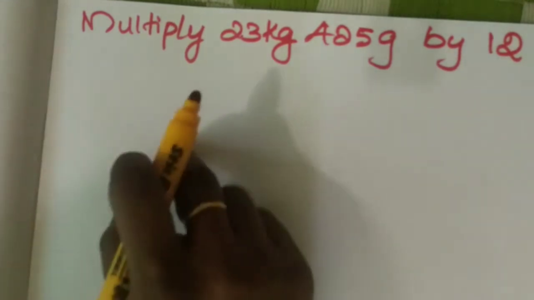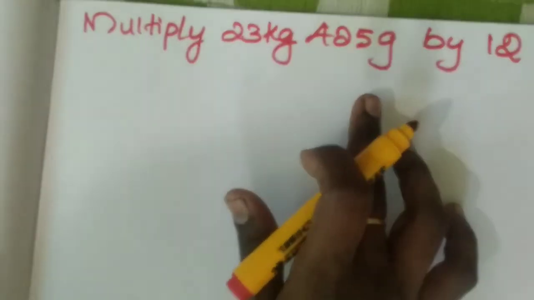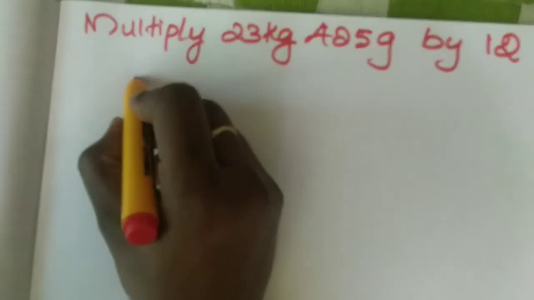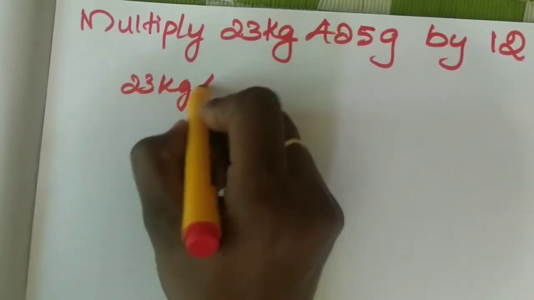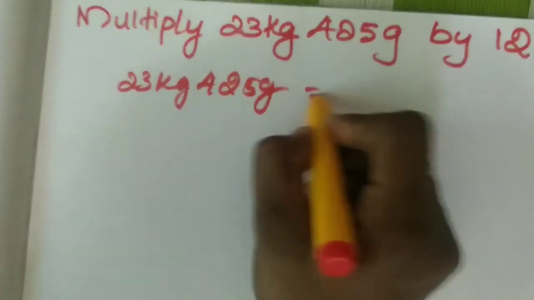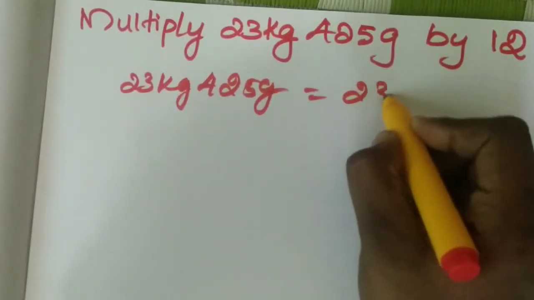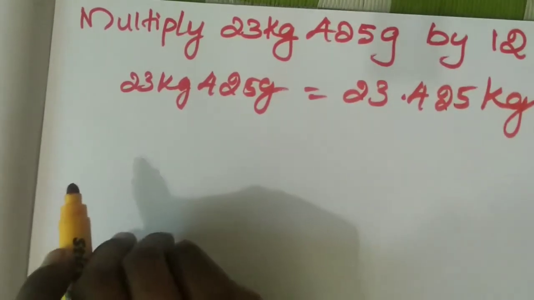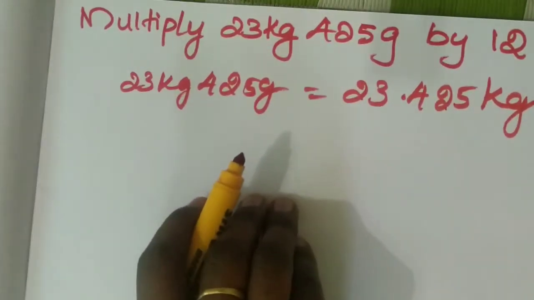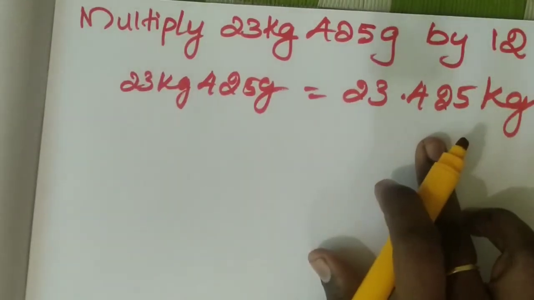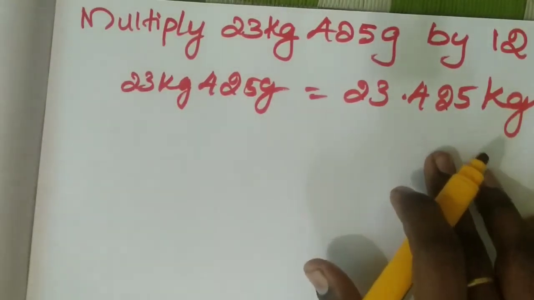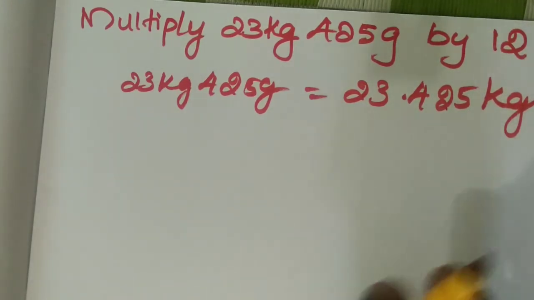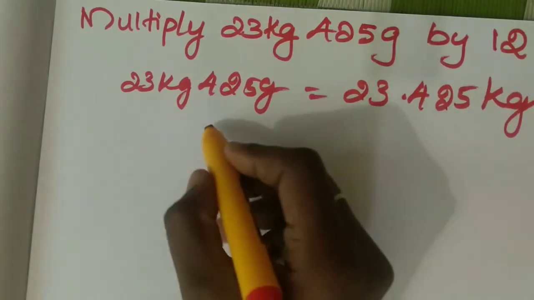Our question is multiply 23 kilogram 425 gram by 12. First, write the question: 23 kilogram 425 gram, together. So 23.425 kilogram, like this. Now we are going to multiply this 23.425 by 12. First, you should do one thing: ignore the decimal and multiply. Afterwards we can keep the decimal point.